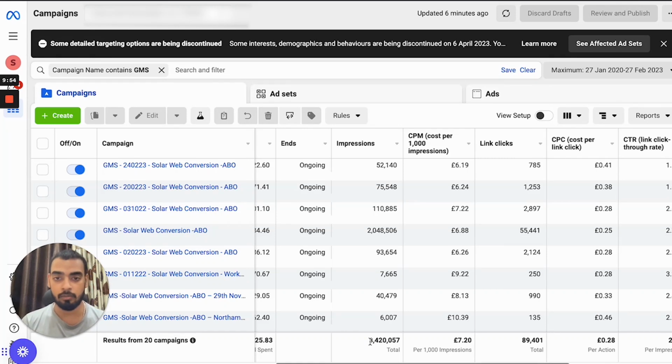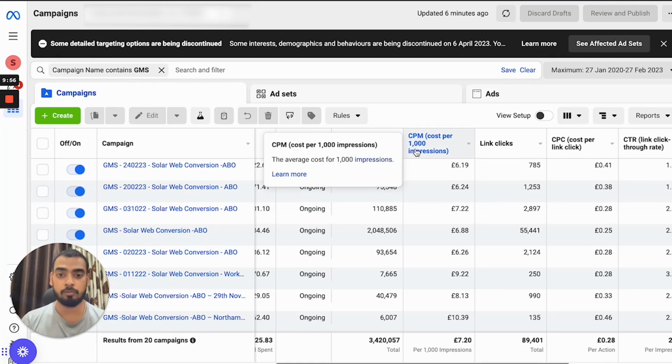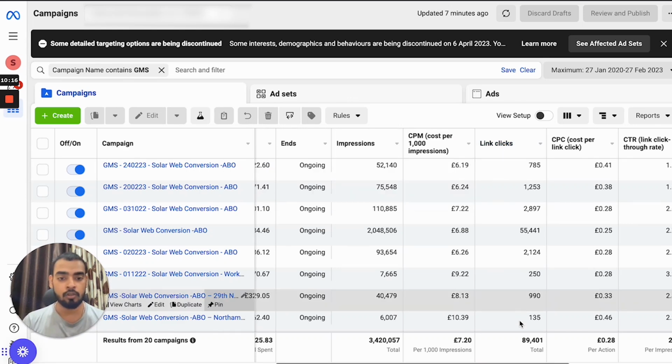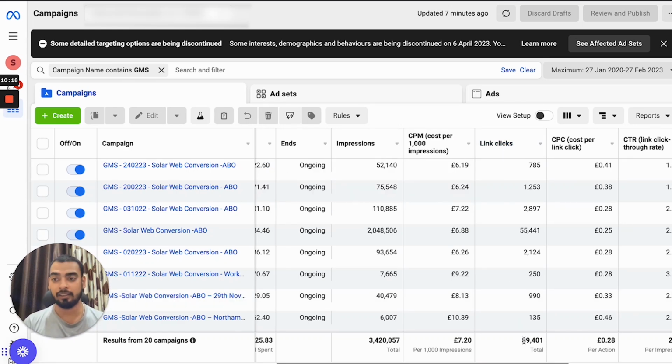Impression is how many times your ad was presented on a screen. That's what impression is. Cost per 1,000 impressions means how much money it's costing you to show the ads to 1,000 people. That's what cost per 1,000 impressions means. Like 1,000 people interacting with your ads, it's costing you about £7.20. And then the link clicks, so we have about 90,000 link clicks on this campaign.